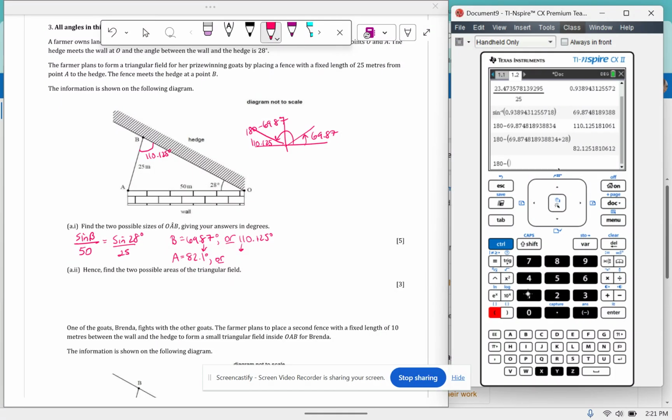So I'm going to do 180 minus 110.125 plus the 28 degrees given in the beginning.